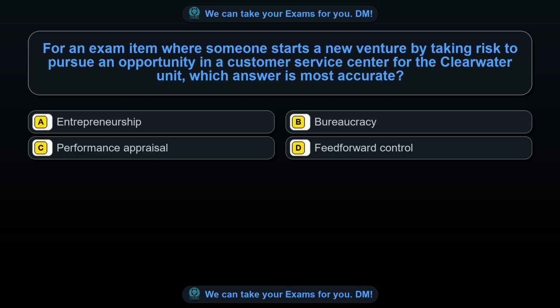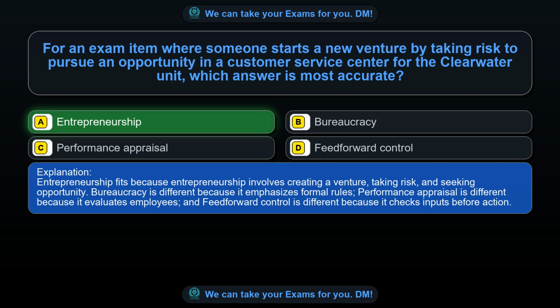Question 64. For an exam item where someone starts a new venture by taking risk to pursue an opportunity in a customer service center for the Clearwater unit, which answer is most accurate? Option A, entrepreneurship. Option B, bureaucracy. Option C, performance appraisal. Option D, feed-forward control. The correct answer is option A, entrepreneurship.